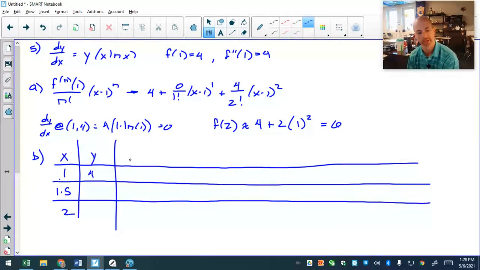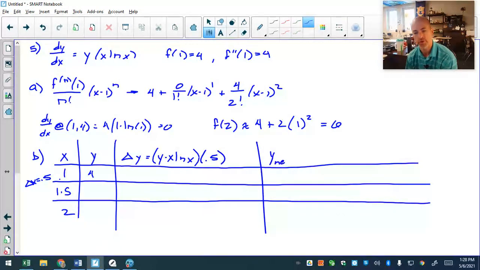I do not know what my new y's will be. My change in y is y times x ln x times my delta x, which would be 0.5. And I may want to make a note here, delta x is 0.5. Then I want to establish how I'm getting my new y coordinates, and that is by taking the old y coordinate and adding my newly computed delta y. And so let's start plugging these in.